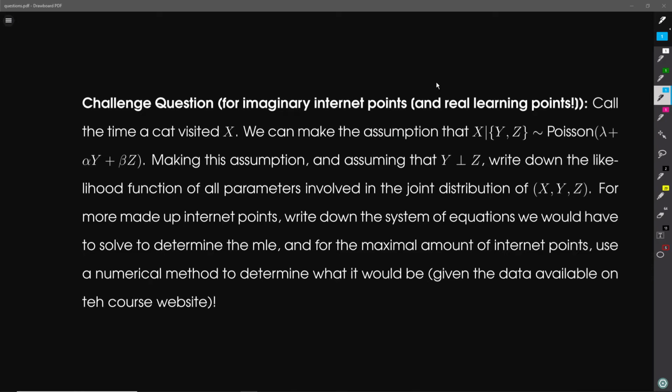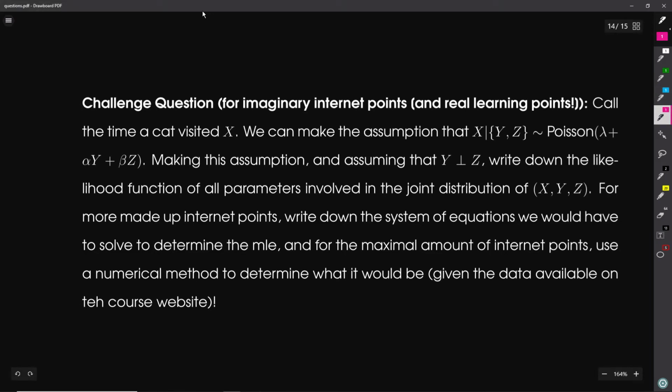So I wanted to leave you with a challenge question this week. I'm not going to give you the answer right now, but if anyone's interested, please just send me an email and I'm more than happy to make up the answer for you. But what I wanted to do is really stretch our understanding of likelihood with this question.